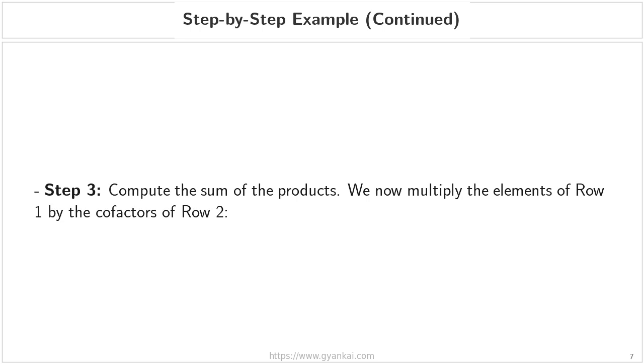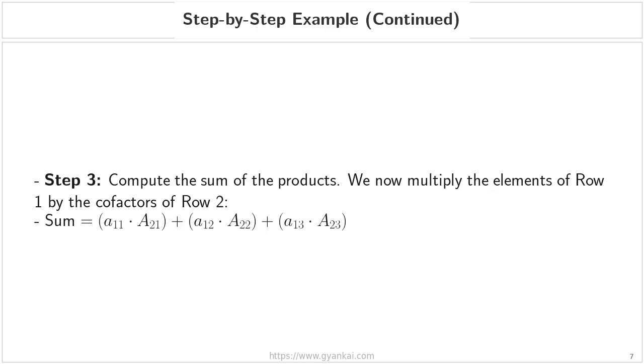Step-by-step example, continued. Now that we have successfully calculated all the individual cofactors for the second row in the previous step, we move on to step 3, which is the final part of our demonstration, computing the sum of the products. To verify the property, we are going to multiply each element from row 1 by its corresponding cofactor from row 2. In mathematical terms, we are calculating the sum of a 1,1 times a 2,1 plus a 1,2 times a 2,2 plus a 1,3 times a 2,3.